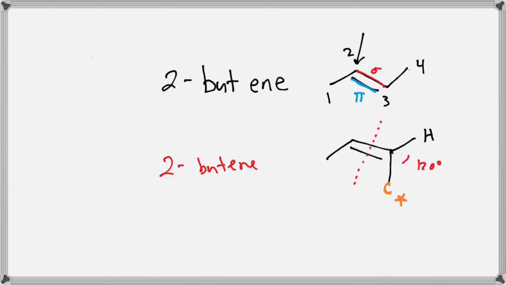Atomic mass. Not molecular mass, atomic mass. So when I'm comparing these two, we look at the periodic table, and the atomic mass of carbon is 12.01. The atomic mass of hydrogen is 1, so carbon gets the higher priority.